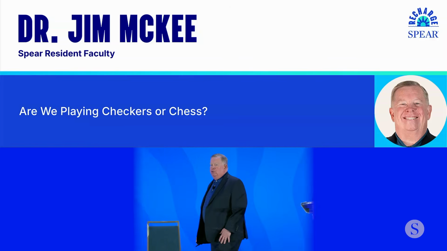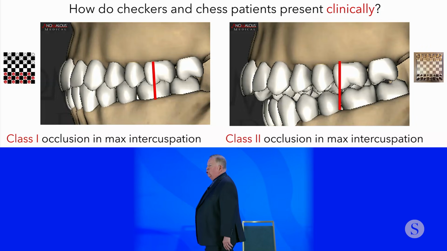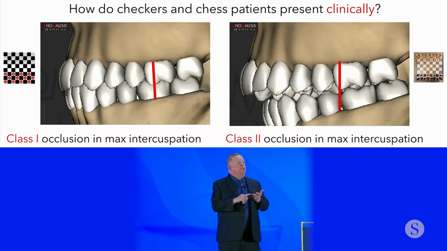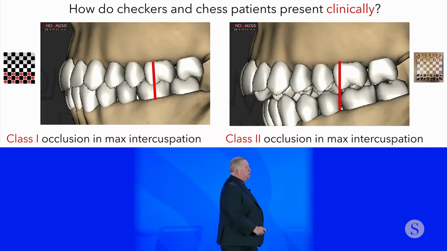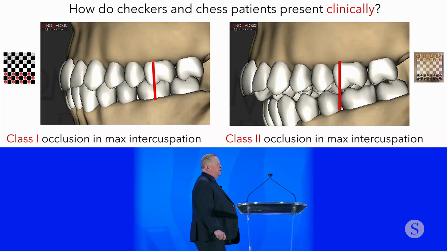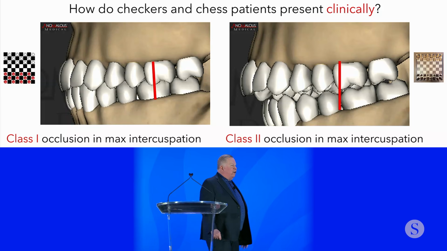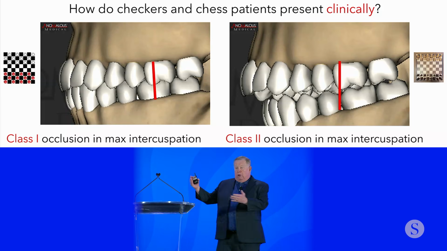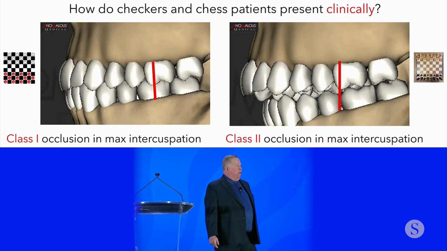Let's start with occlusion. We'll take a look at it in two condylar positions. One is maximum intercuspation, which is dictated by the teeth. Checkers patients tend to have a class 1 malocclusion. Chess players tend to have a class 2 malocclusion.